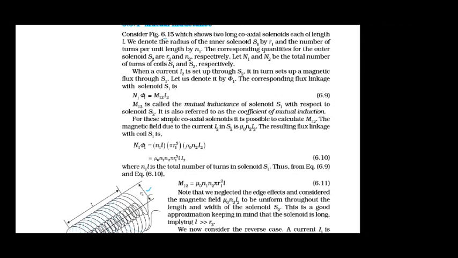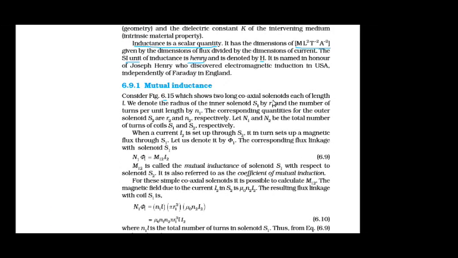Now let us go back. Consider figure 6.15, which shows two long coaxial solenoids each of length L. We denote the radius of the inner solenoid S1 by R1 and the number of turns per unit length by n1. The corresponding quantities for the outer solenoid S2 are R2 and n2 respectively. Let N1 and N2 be the total number of turns of coils S1 and S2 respectively.